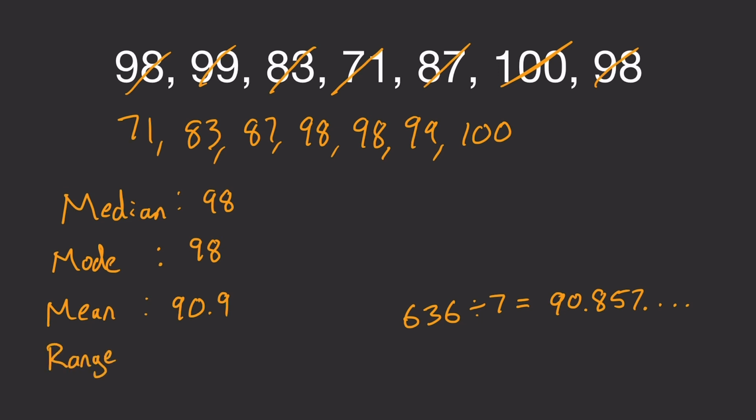And when I'm finding range, I'm just going to take the largest number minus the smallest number. And since everybody's in least to greatest order, I know that 100 is my largest and 71 is my smallest. So if I do 100 minus 71, that is going to give me 29, and that's going to be my range.